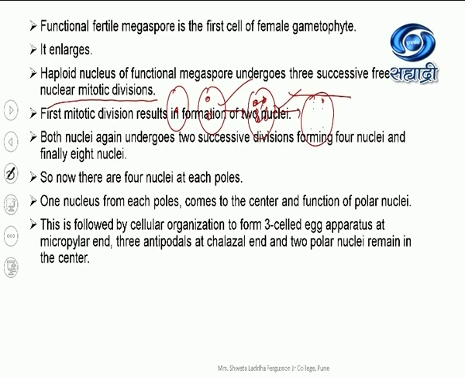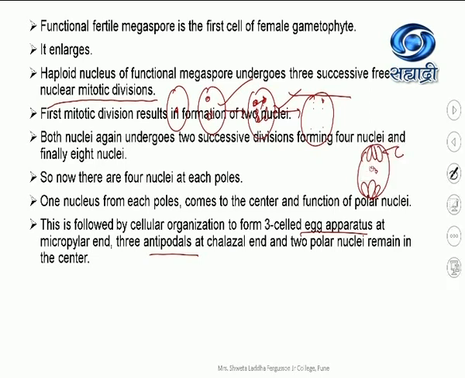This is followed by cellular organization to form a 3-celled egg apparatus at the micropylar end. The micropylar end is at the bottom, towards the micropyle, at the 3-cell stage. In the center it has the egg, and on the sides there are 2 haploid cells which act as synergids. Together, these 3 cells at the micropylar end are called the egg apparatus. And there are 3 antipodals at the chalazal end. This is the chalazal end. Towards the chalazal end, the 3 haploid cells are called the antipodals. And the 2 which remain in the center form the polar nuclei.